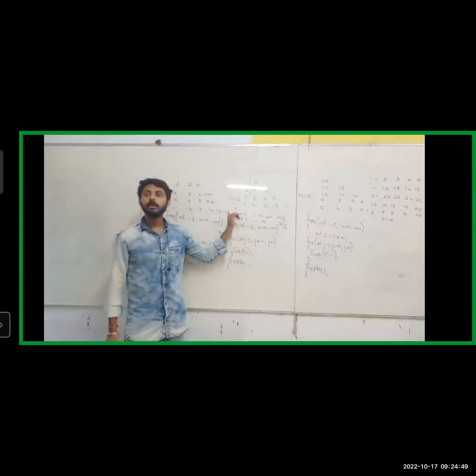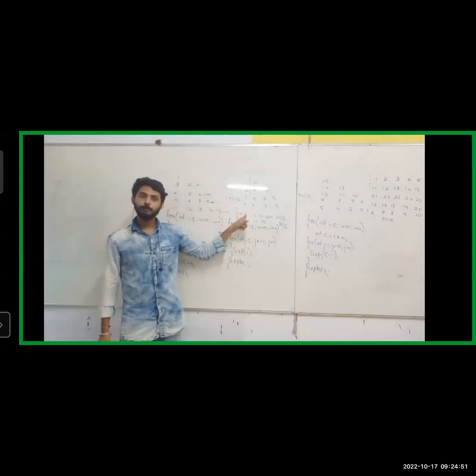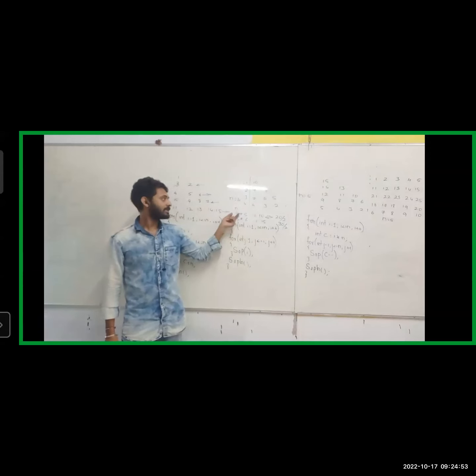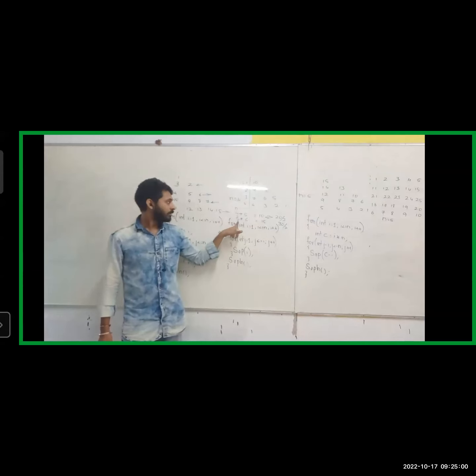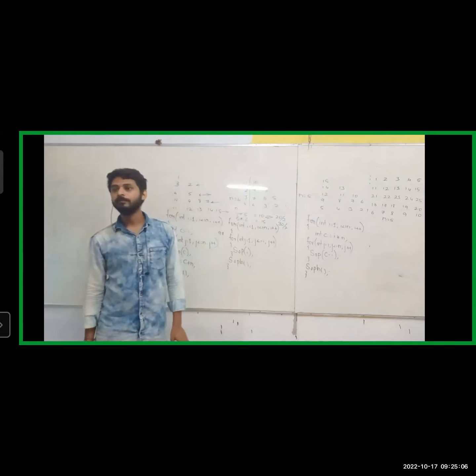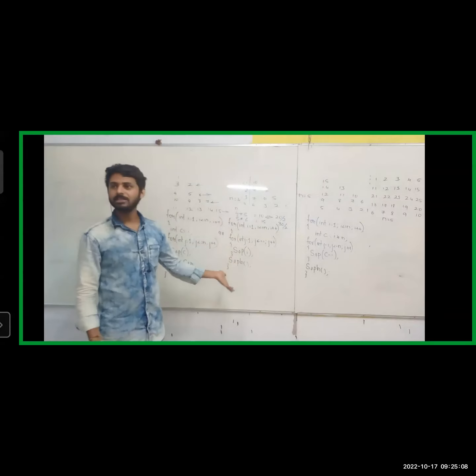So here, n into n plus 1 by 2. So if n is 4, I should consider 5 so that I'll get 20. By 2 if I do, I'll get 10. 5 into 6, 30. By 2 if I do, I'll get 15. Clear? So how to write the logic for this?